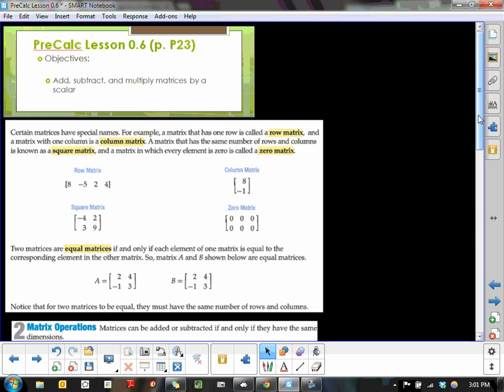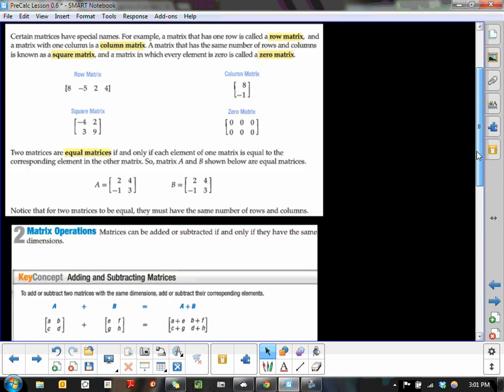Two matrices that are equal to each other have to be exactly the same size, the same dimensions, rows and columns, and make sure that each corresponding element is the same. And you can see 2 is the same as 2, and 4, 4, negative 1, negative 1, and 3, 3. They're only equal if they match up identically.